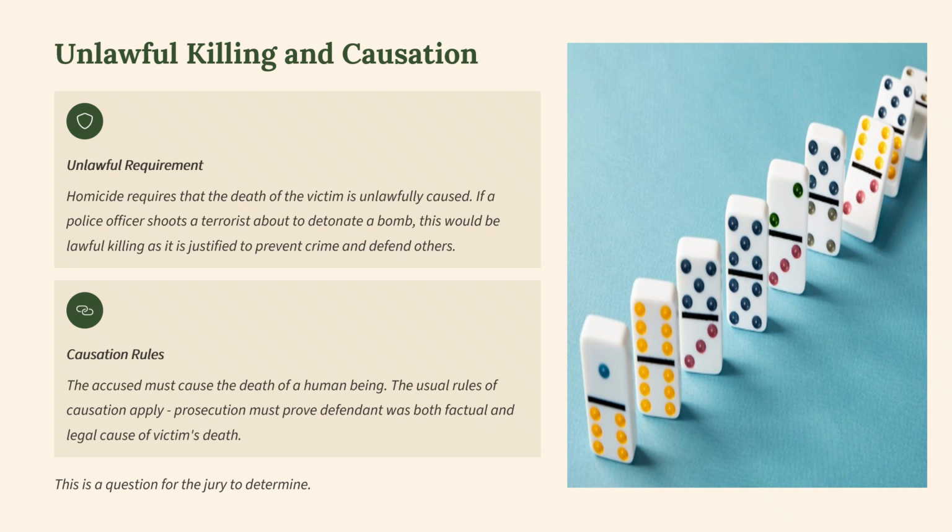And then the other issue is causation rules. The accused must cause the death of a human being. The usual rules of causation apply. The prosecution must prove the defendant was both the factual and legal cause of the victim's death. This is a question for the jury to determine. And please watch the videos on causation.